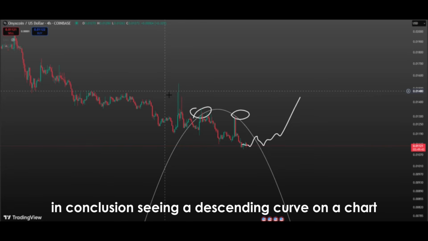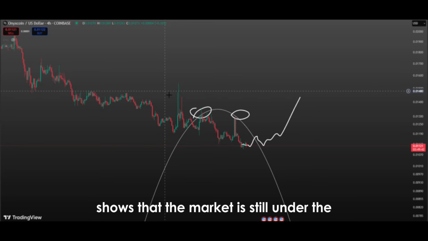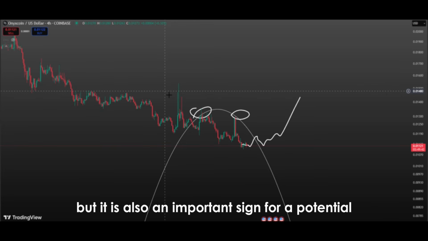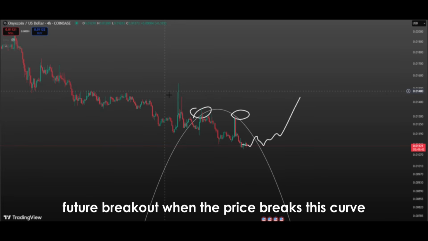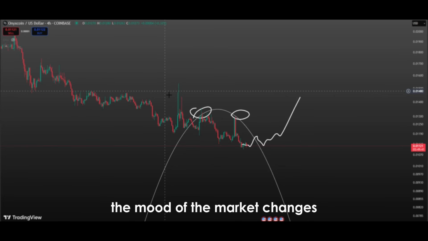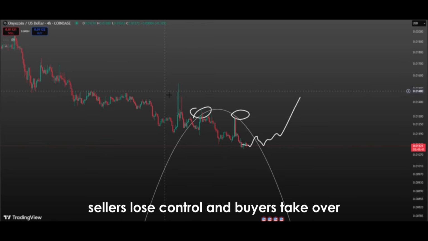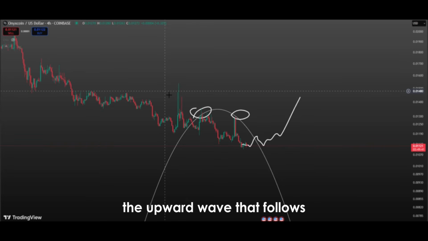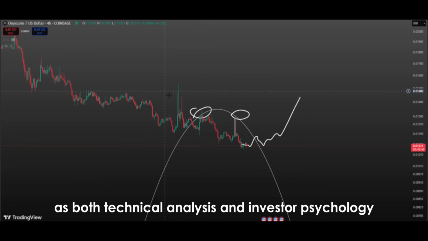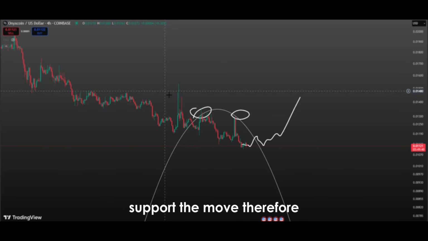In conclusion, seeing a descending curve on a chart shows that the market is still under the control of sellers, but it is also an important sign for a potential future breakout. When the price breaks this curve, the mood of the market changes, sellers lose control, and buyers take over. The upward wave that follows this breakout is often strong, as both technical analysis and investor psychology support the move.